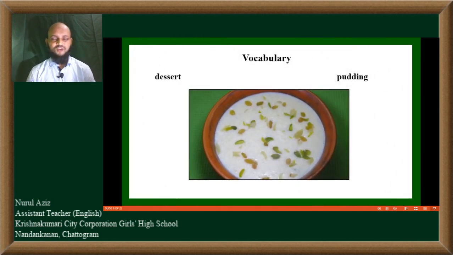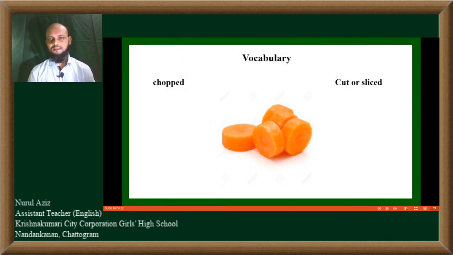Desert. You are very familiar with this word, desert. There are two different meaning words with almost the same pronunciation, desert and desert. So today's word is dessert. That means pudding or any kind of pie that is made from rice, sugar, milk, coconut, etc. So this is a food. And you see chopped. This is an adjective. Chopped means something that is cut or sliced in pieces.